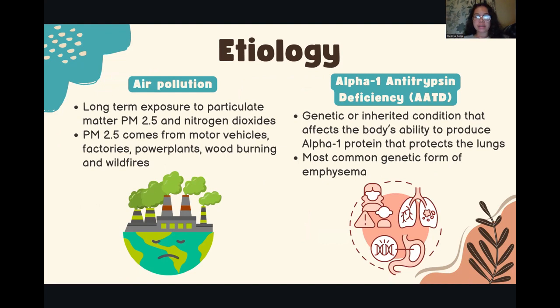And alpha-1 antitrypsin deficiency, also AATD, is a genetic or inherited condition that affects the body's ability to produce alpha-1 protein that protects the lungs. It's the most common genetic form of emphysema.